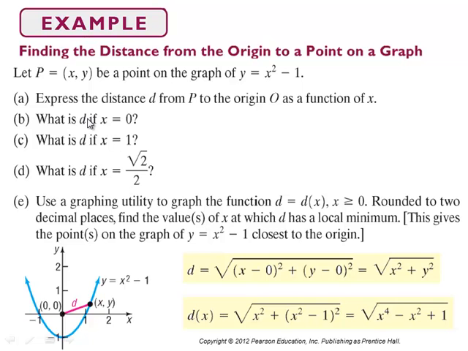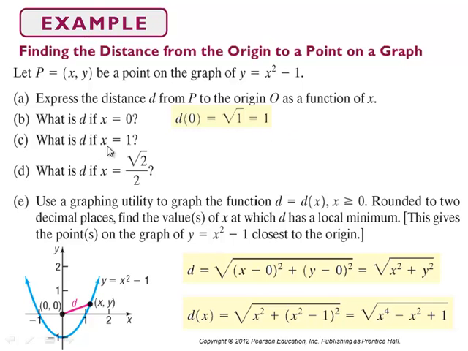So first of all, what if the x coordinate is 0? Meaning, what if we're right down here where the parabola bottoms out? So when you plug in 0 for x in this formula, you get the square root of 1, which is 1. So that distance is 1. And that should make sense because the distance between the origin and -1 on the y-axis is 1 unit. So it should make sense that this distance when x equals 0 is 1.